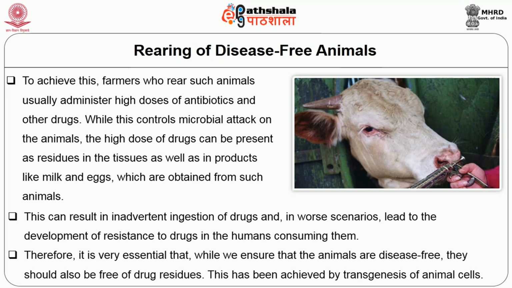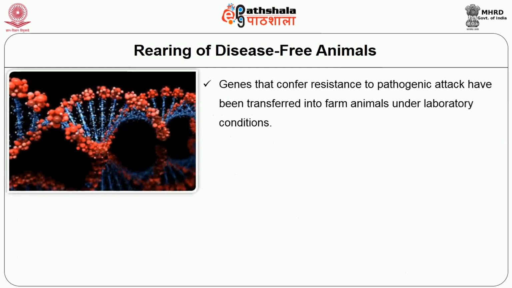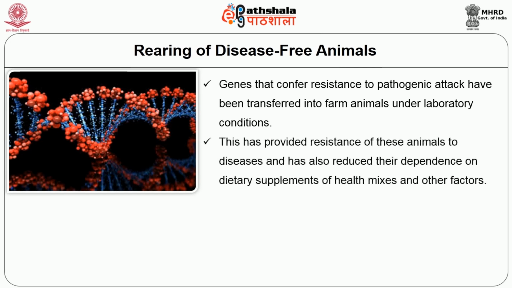Therefore, it is very essential that while we ensure that the animals are disease free, they should also be free of drug residues. This has been achieved by transgenesis of animal cells. Genes that confer resistance to pathogenic attack have been transferred into farm animals under laboratory conditions. This has provided resistance of these animals to diseases and has also reduced their dependence on dietary supplements of health mixes and other factors.